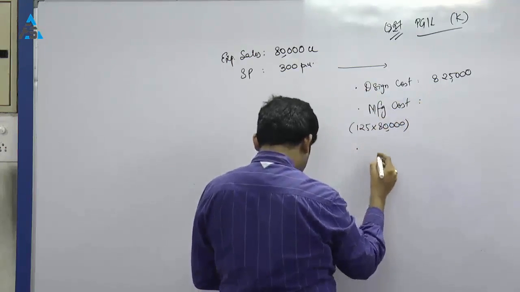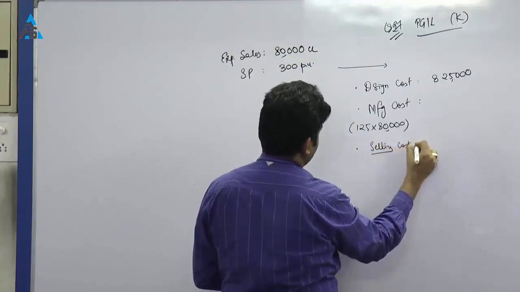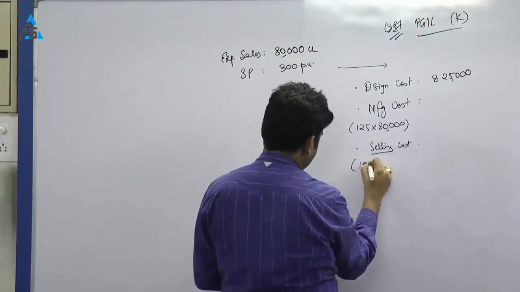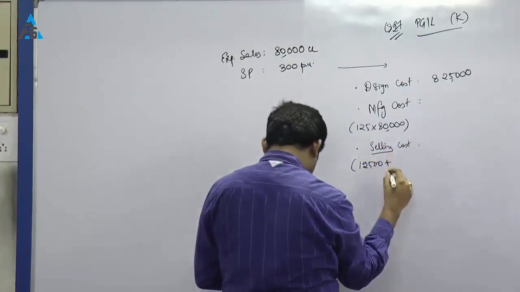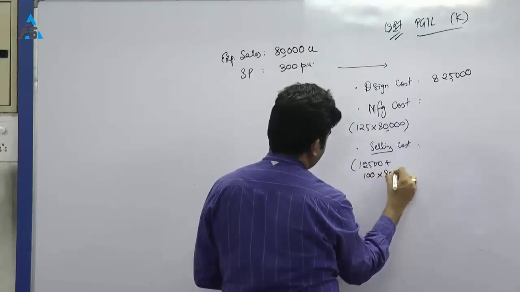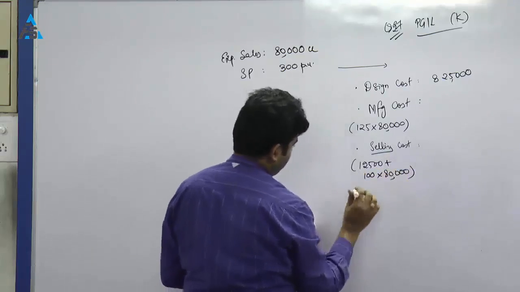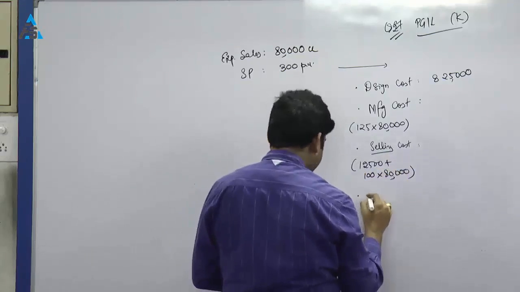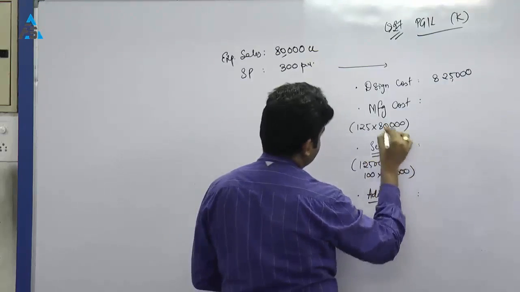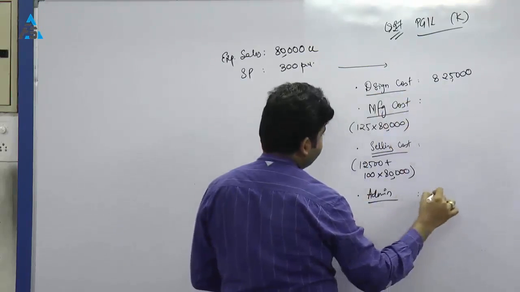Then is selling cost, which is 12,500 per year plus 100 per unit. 100 into 80,000. Next in line, admin cost, which is 50,000.